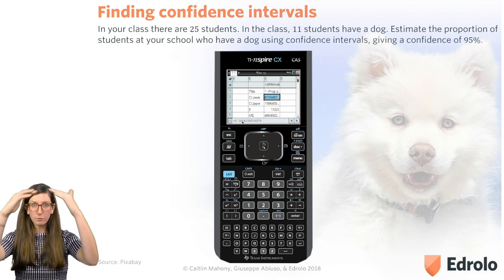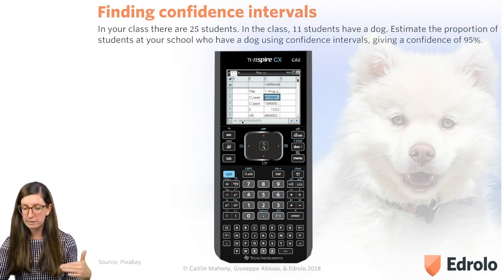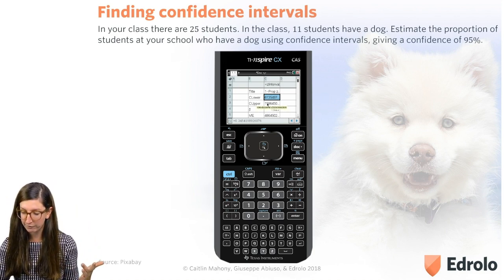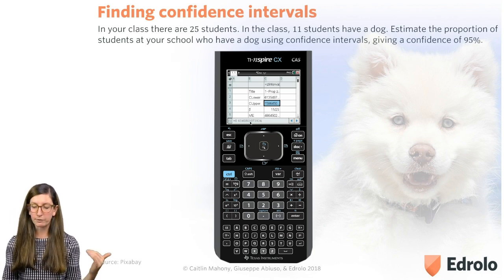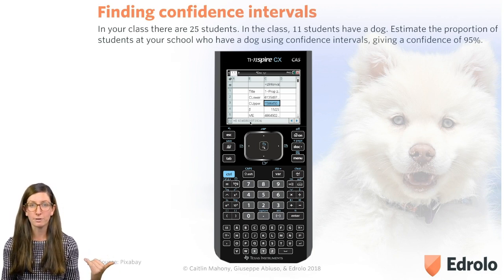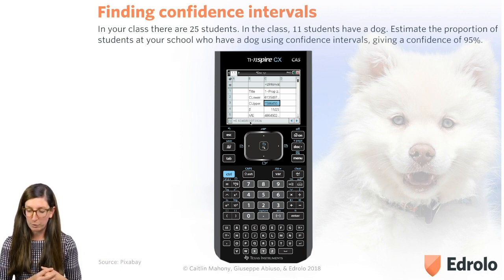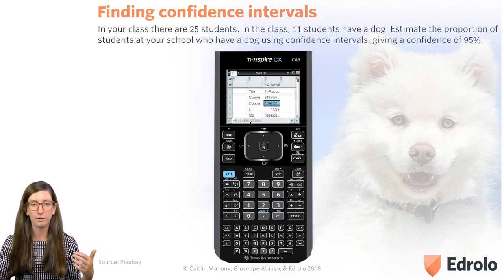And what's the upper bound? What's the maximum that we expect? Well, we click into CUpper and we can find that out. So CUpper is saying that the upper proportion that we expect to have a dog is 0.63458, and so on.